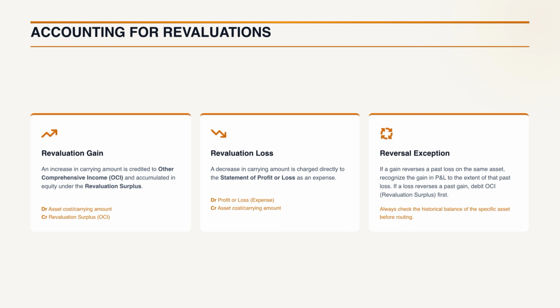However, watch out for the reversal exception. If you are revaluing an asset upward, but that specific asset suffered a revaluation loss in the past that went to the P&L, you must credit this new gain to the P&L first to reverse the historic loss. Any excess gain then goes to OCI. The opposite applies to a loss that reverses a previous gain: debit the revaluation surplus in OCI first, and send any excess loss to the P&L.